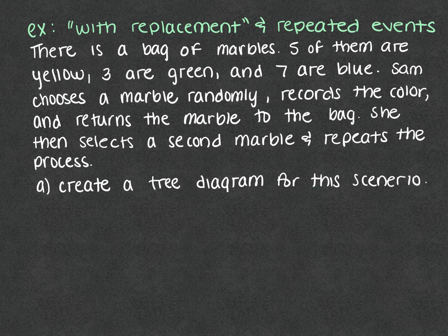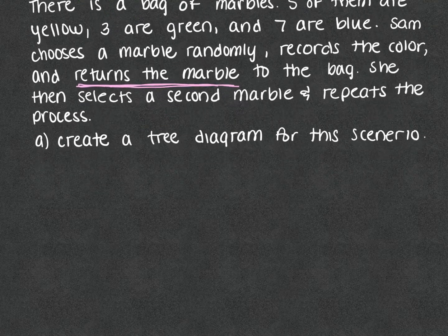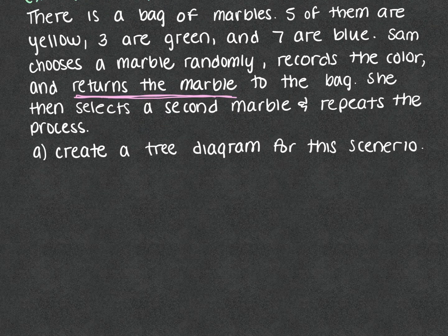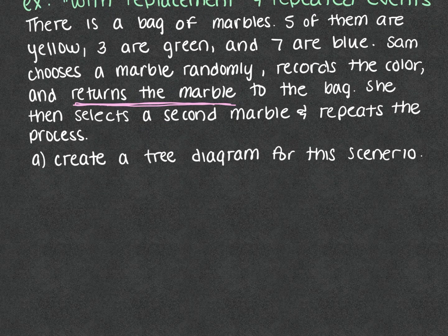Sam's choosing a marble, putting the marble back, and then choosing a second marble, okay? So the key here is that she's returning the marble, okay? That's what makes it a with replacement problem. So because she's returning the marble, these events would be independent, right? One doesn't impact the other, because it has the same number of marbles after you return the first one. So that means our probabilities are going to stay consistent, which makes it a little bit easier.